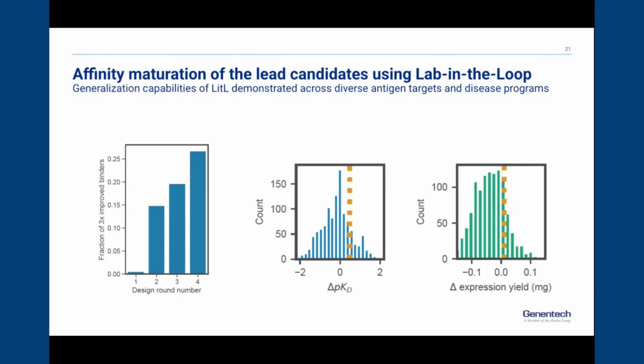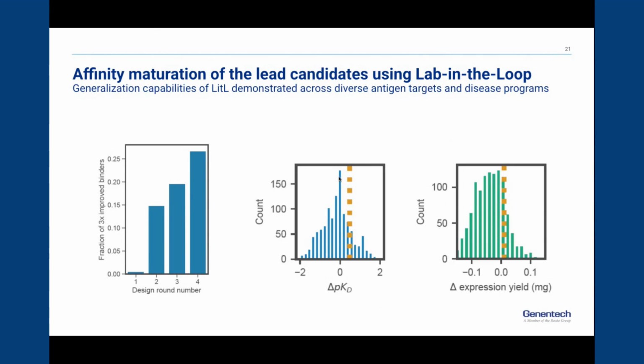And of course, we could also measure how many designs we have that have 3 times better affinity, right? On the left-hand side, the histogram that you see is measuring exactly that. In each iteration, how many times did we design 3 times better binders? And you could see that by iteration number 4, this number goes to 25, 27%, for example.